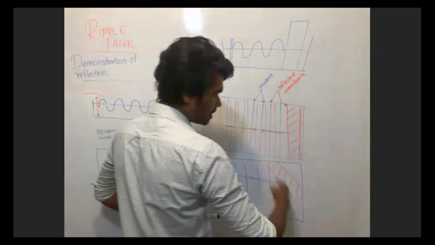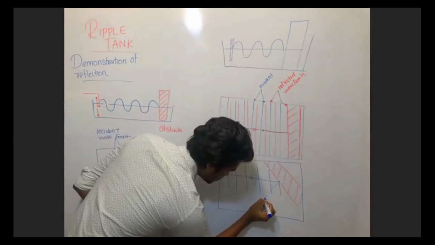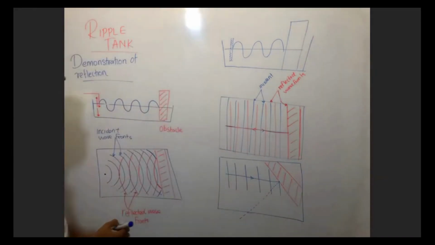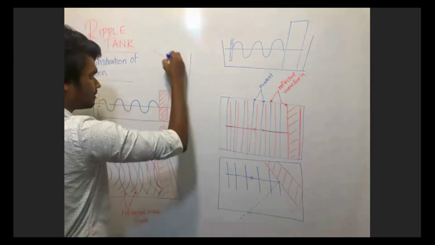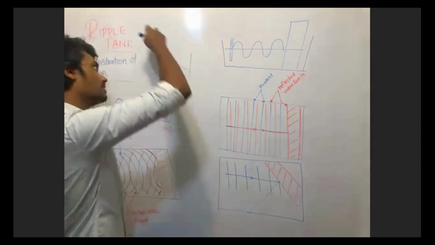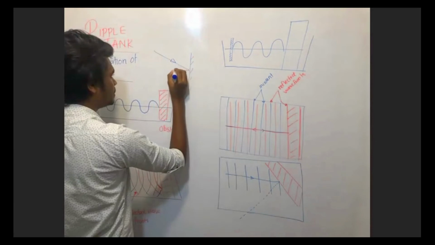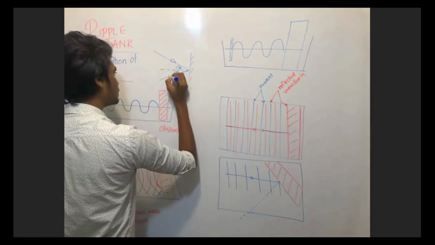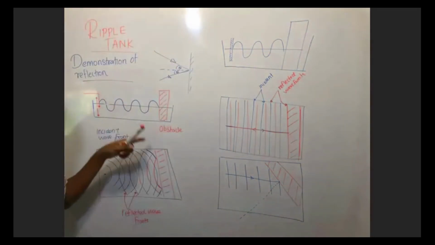So what will be the normal to this obstacle surface? The normal to this obstacle surface is this. So you know how reflection takes place when you consider a mirror. When a light ray falls onto the mirror, you might have done these things in O levels, right? So if this is the normal, this is the angle theta, it will make the same angle theta and reflect.